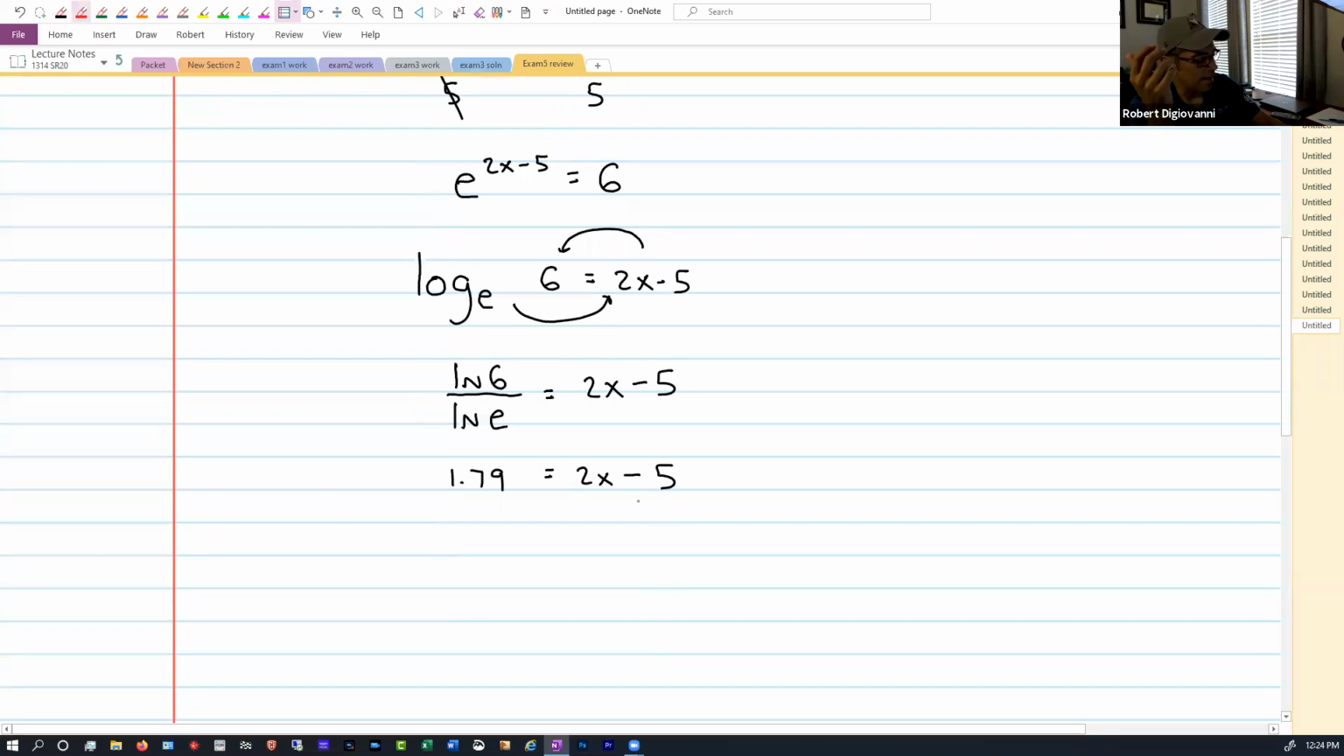I'm trying to solve for x, so I need to now add 5 to both sides. So now I get 6.79 equals 2x, and my final step would then be to divide by 2. So 6.79 divided by 2, you should get 3.395 equals x.